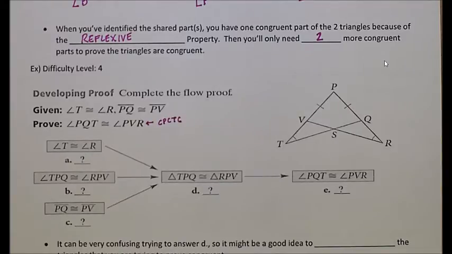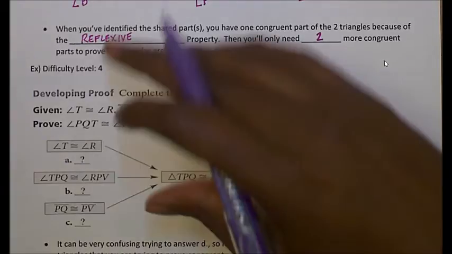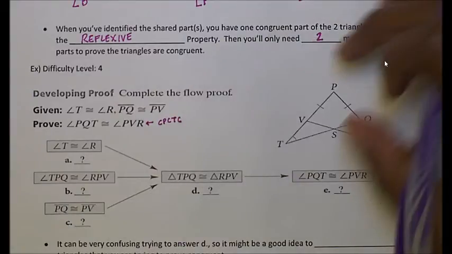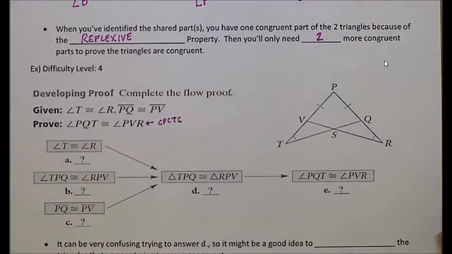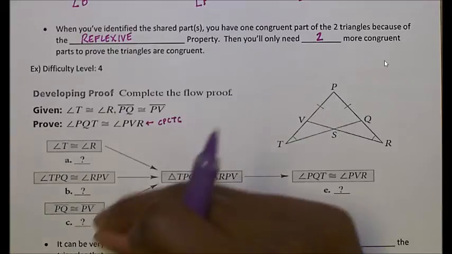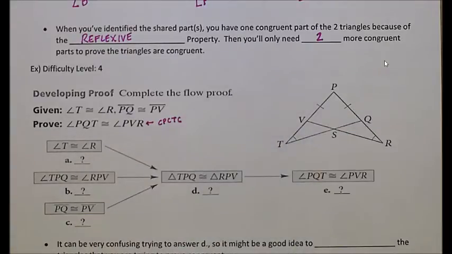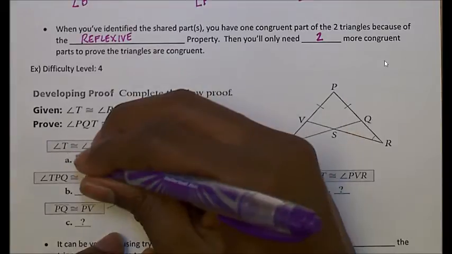Alright, so let's see what we start with. Usually I like to really set up what we're doing, but they've already got most of our reasons, so I should follow along with them and just think about what they've said. So angle T is congruent to angle R. That's given. That's the reason.